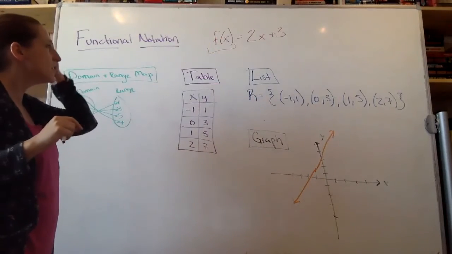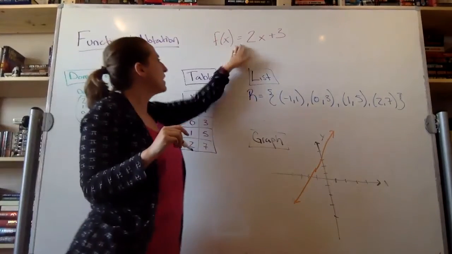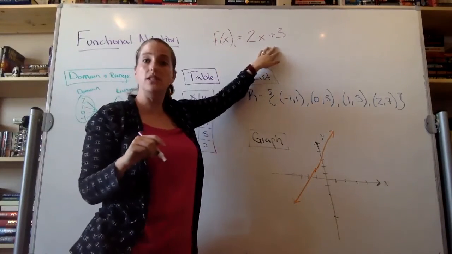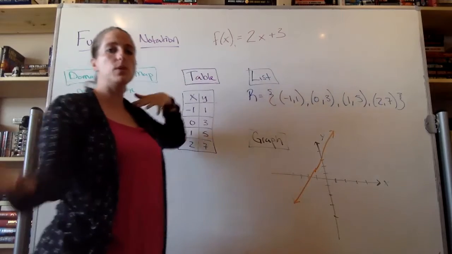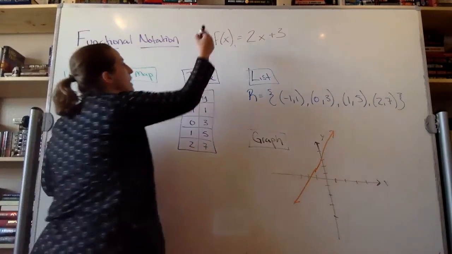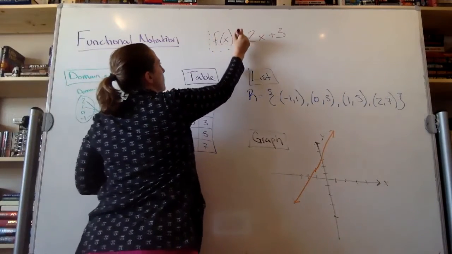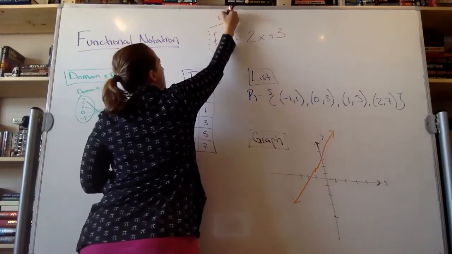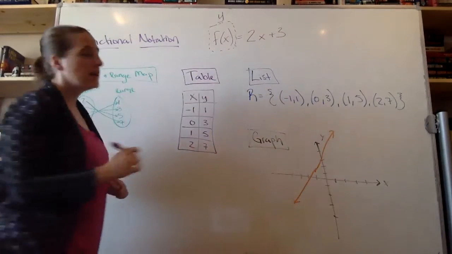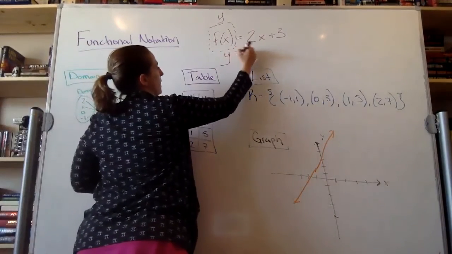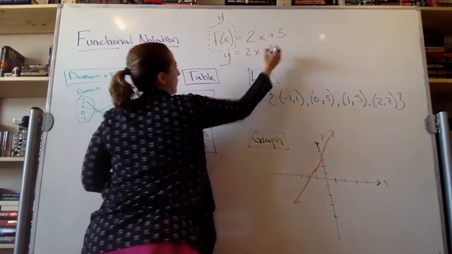Now, what is functional notation doing? It's giving us a function or an equation that's describing the relationship between the x values and the y values. The important thing to remember here is f of x is standing in place of y. In other words, I could also write this as y equals 2x plus 3.